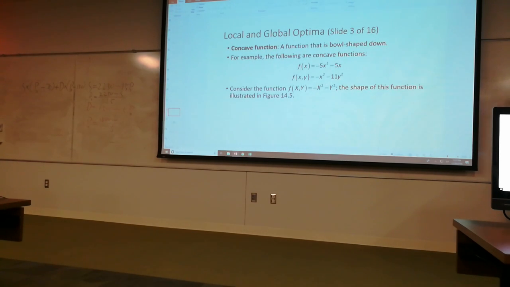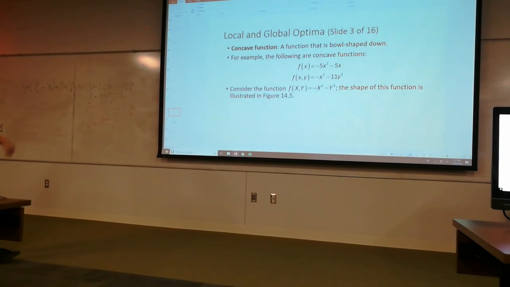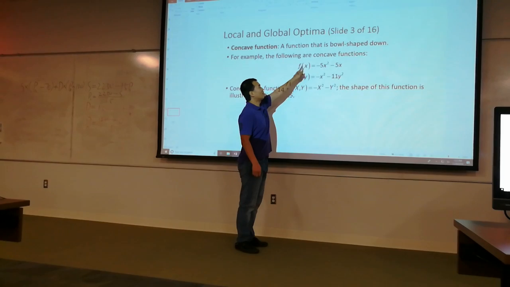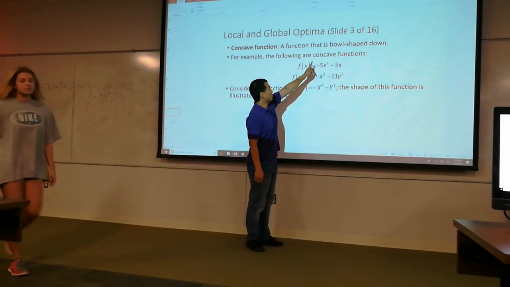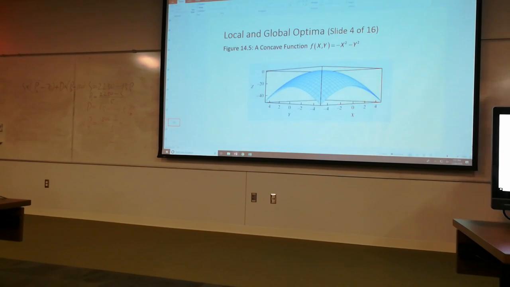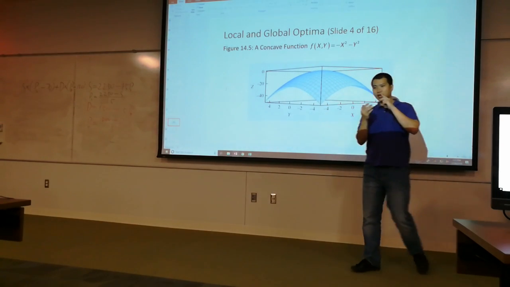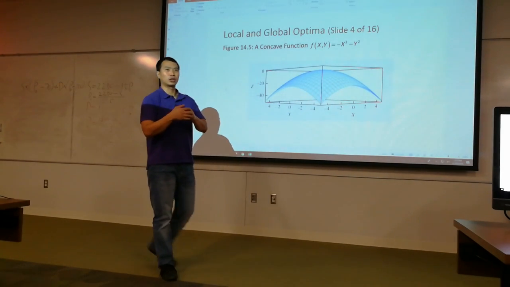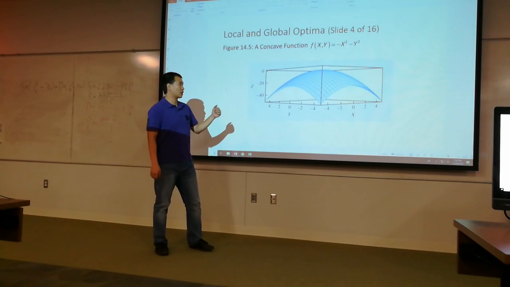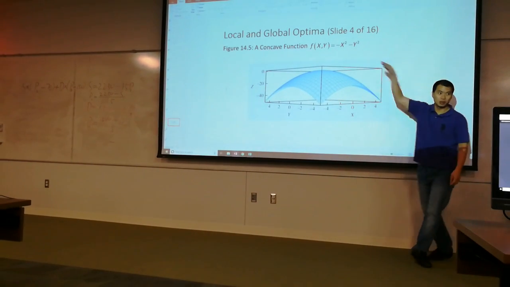If we look at the objective function, there are two forms: the convex form and the concave form. For example, f of x equals negative 5x squared minus 5x is a concave function. The opening is facing down, so that's the concave function. Normally when we do a maximization problem, for example maximizing profit, we deal with the concave function, because we have a maximum objective function.